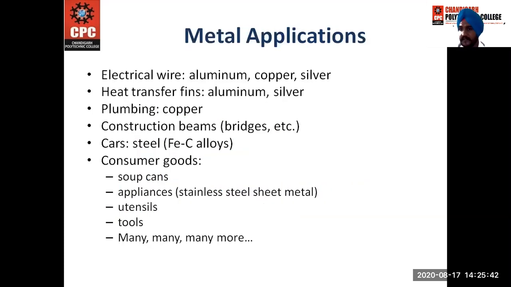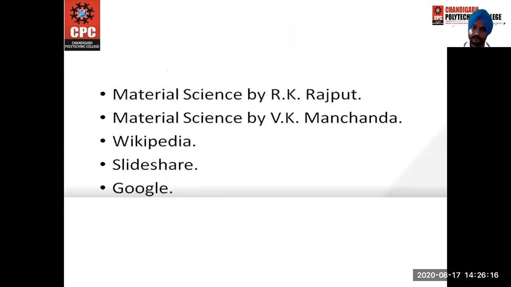What are the applications of metals? Electric wire: aluminium, copper, silver are used for making wire. Heat transfer fins: aluminium and silver are used for transferring heat in different applications. Plumbing: copper is used in plumbing. Construction beams, like bridges and cars: steels are used. Iron and carbon alloys are used in steel. Consumer goods like soap cans and appliances: steel and steel sheet metals are used. Utensils, tools, and many more applications of metals.